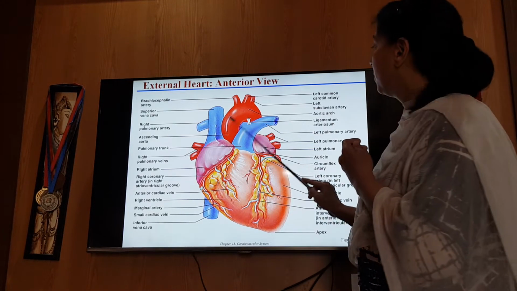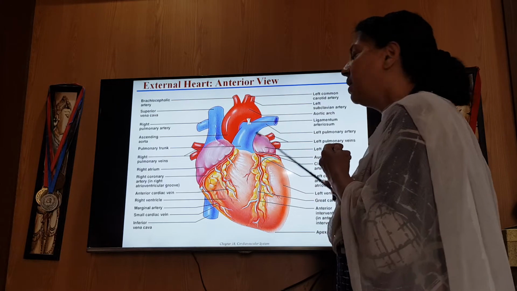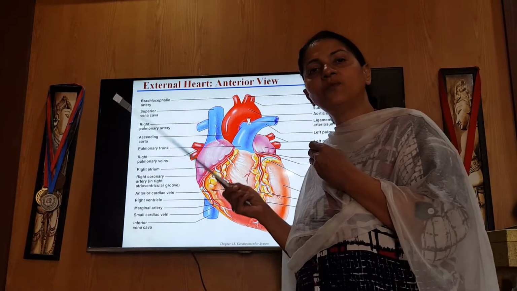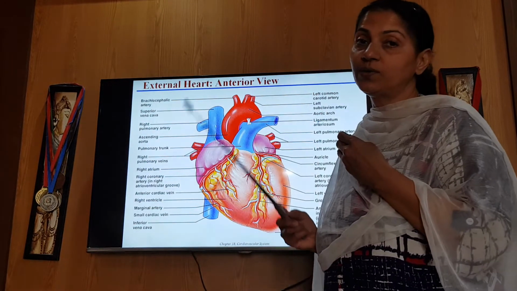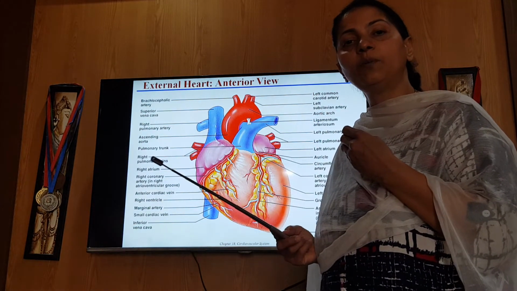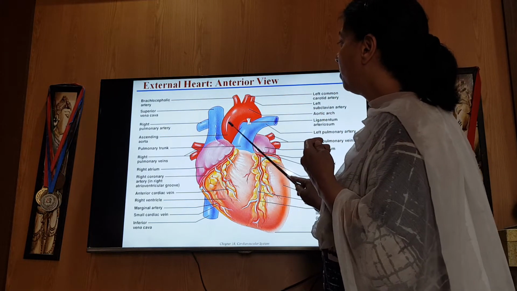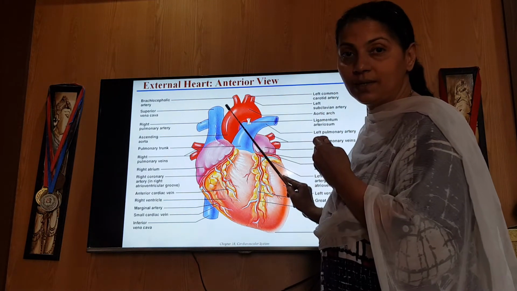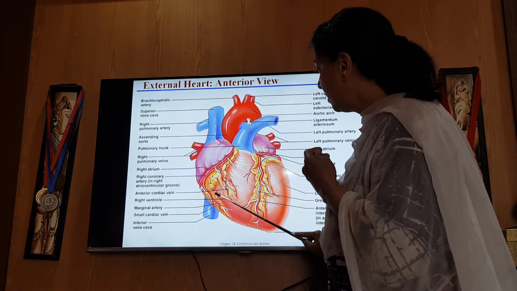Okay. So this is the ascending aorta, this is the arch of aorta, and then after that we will have descending aorta. In the thoracic region it will be called thoracic aorta, in abdomen it will be called abdominal aorta. Clear? So this is from the left ventricle, and now from the right ventricle.